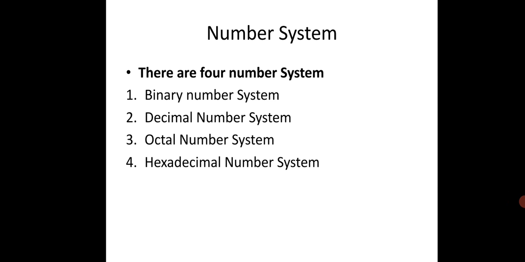In number system, there are four types of number system. The first is the binary number system. The second is the decimal number system. The third is the octal number system. And the fourth is the hexadecimal number system.